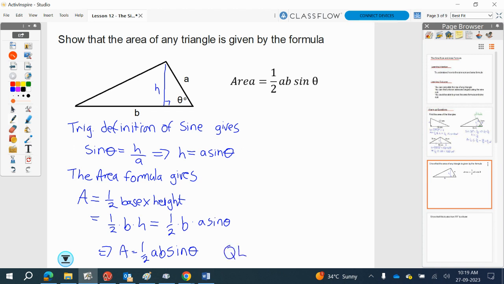When we finish our proof, we end with a QED. Quod erat demonstrandum. That which was to be shown has been shown.